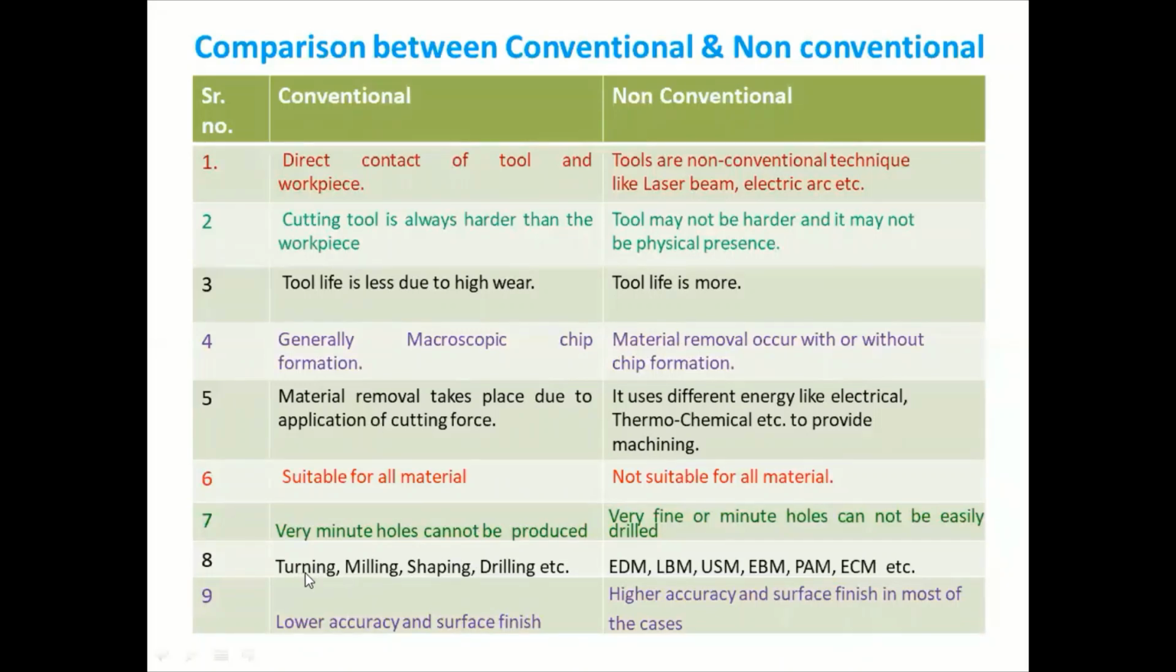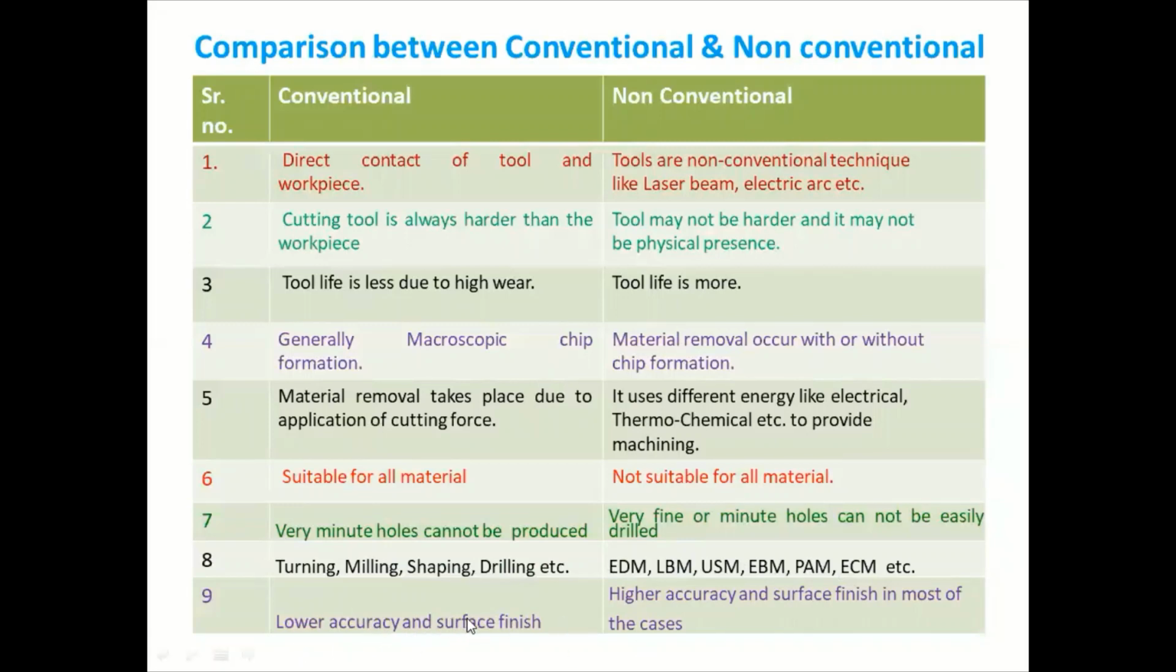Various examples of conventional machining are turning on the lathe machine, milling, shaping, and drilling. All these are conventional. And the non-conventional processes include EDM, laser beam, ultrasonic, EBM, PAM, ECM, etc. So these are the different non-conventional machining processes. We'll see all the details in the upcoming videos.